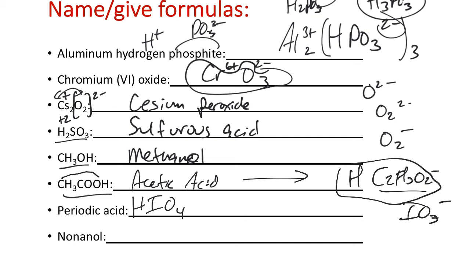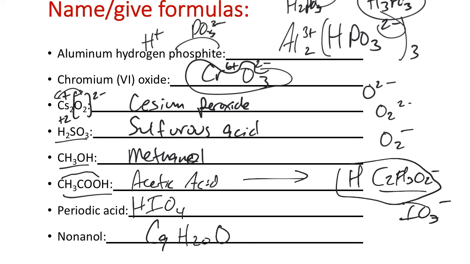Nonanol. Sounds funny. It's the weird one. How many carbons does nonanol have? 9. Yeah, so this is the C9. How many H's should it have? 20. That was fast.